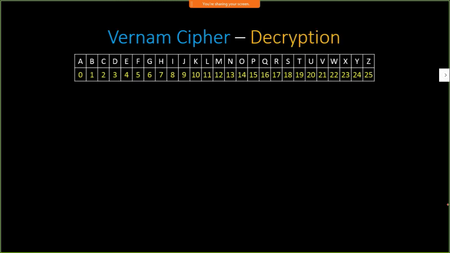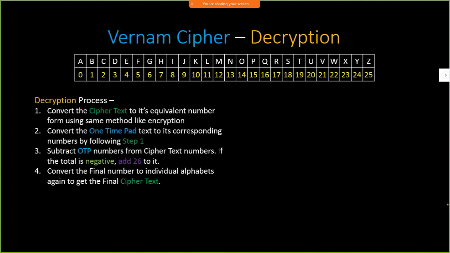So what is the decryption process? It is the same. Convert the ciphertext to its equivalent numbers using the same method as encryption. Convert the one-time pad text to its corresponding numbers by following step 1. Subtract the OTP from the ciphertext. If the total number is negative, add 26 to it and convert the final number to the individual alphabets again to get the final plaintext.